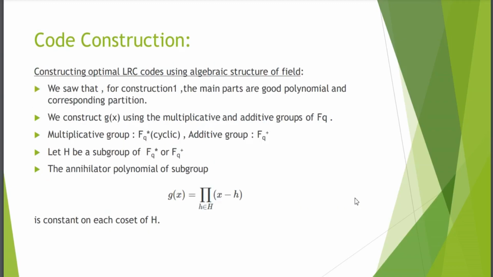The remaining parts of the construction remain unchanged. Construction of LRC codes using the algebraic structure of the field. The main ingredients for construction 1 are a good polynomial and its corresponding partition. We construct g(x) using the multiplicative and additive groups of F_q. Let F_q star be the multiplicative group and F_q plus be the additive group. Let H be a subgroup of F_q star or F_q plus. The annihilator polynomial g(x) can be taken as follows: g(x) = product over h belonging to H of (x minus h). g(x) is constant on each coset of H.